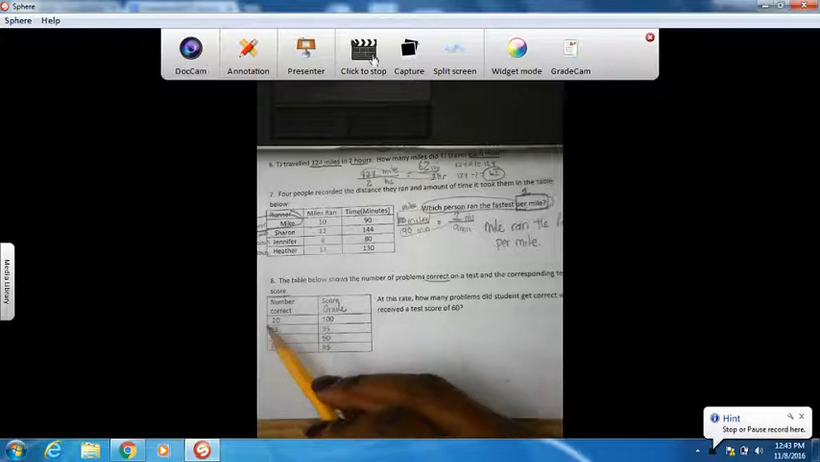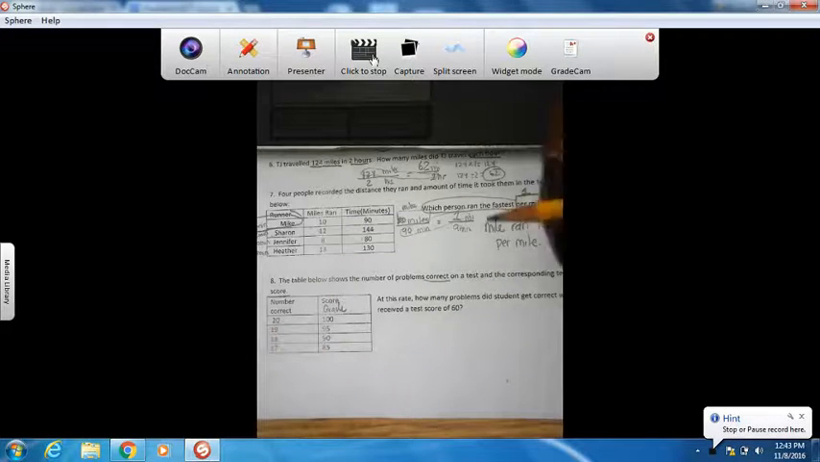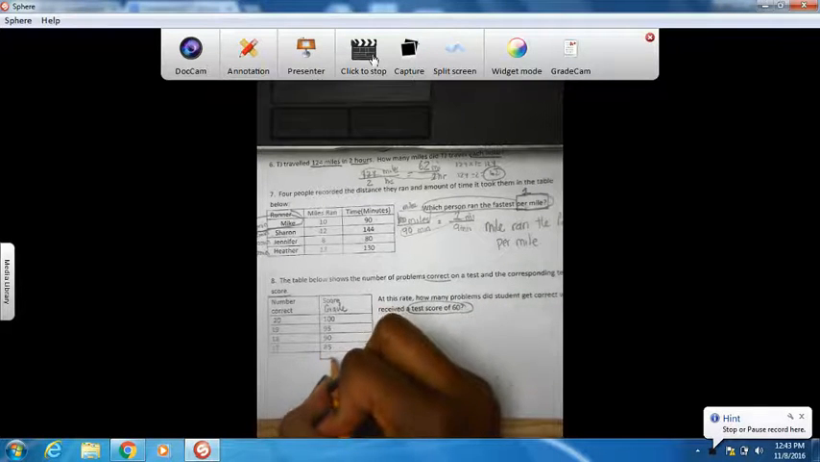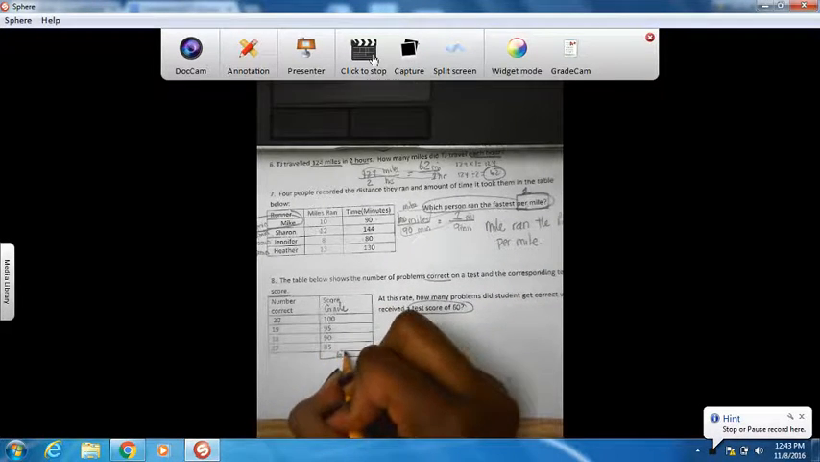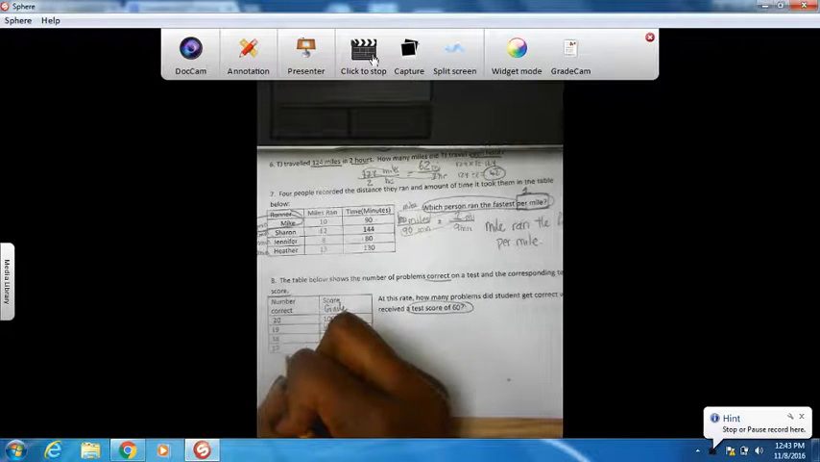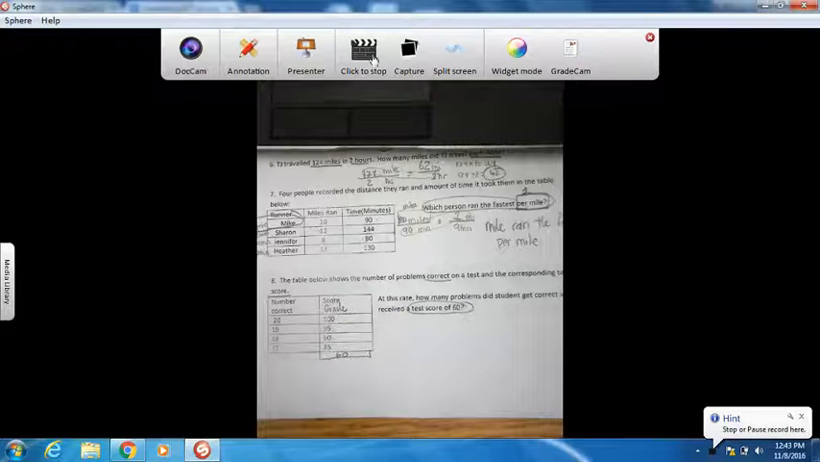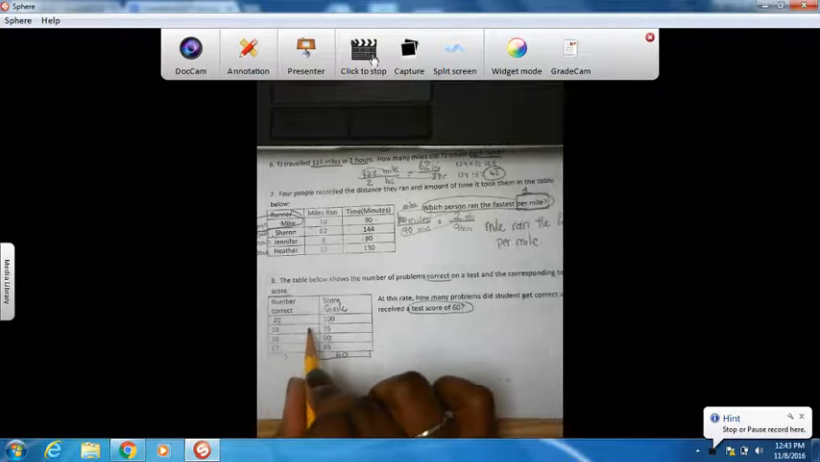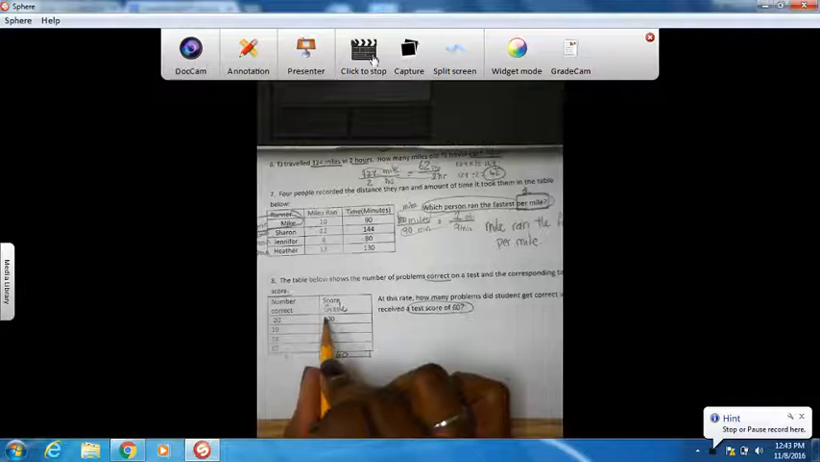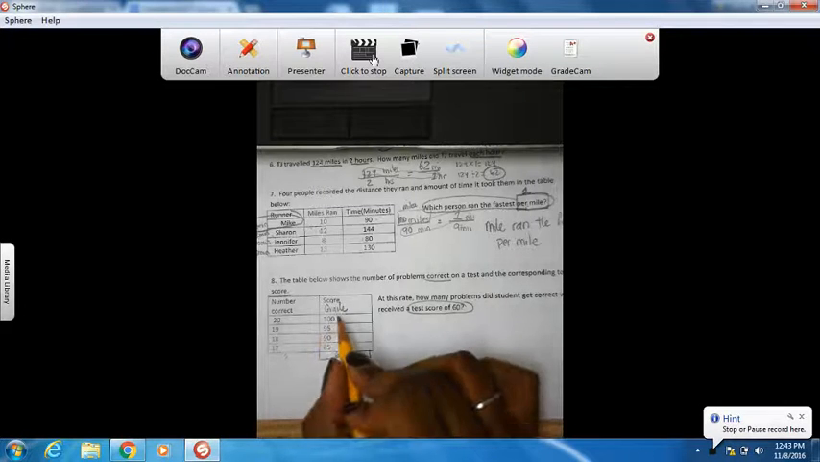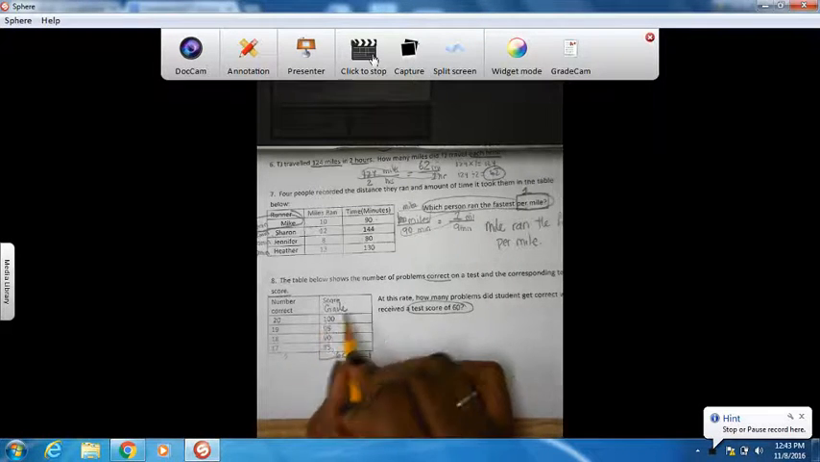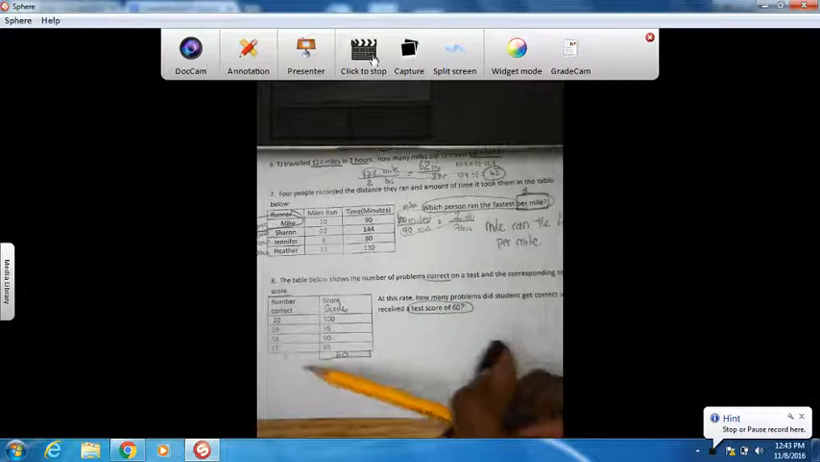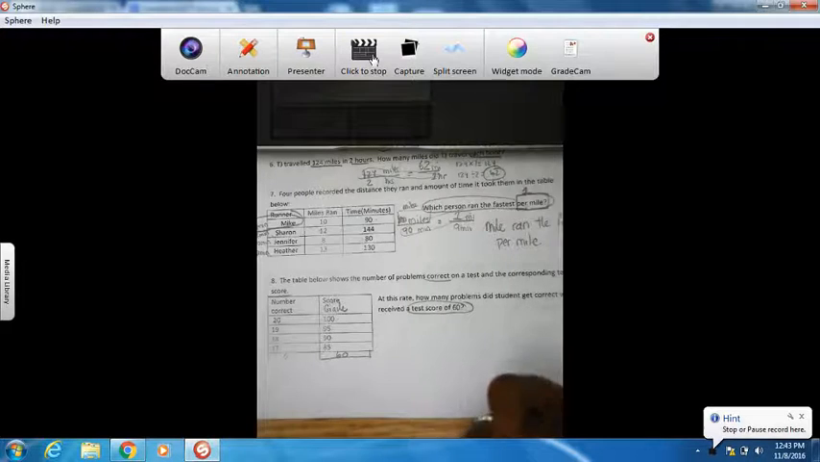At this rate, how many problems did a student get correct who received a test score of 60? So we want to know that if the score, we're going to extend our table, if the score is 60, what would the number correct be? Well, this entire table is full of equivalent ratios. So if we do it at the same rate, we should be able to figure out what this is. So let's set up a proportion.